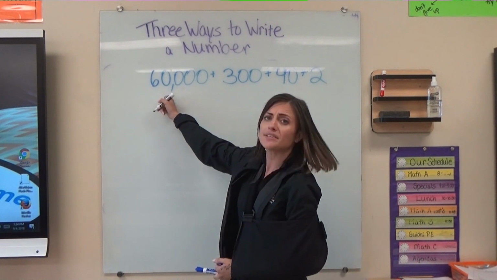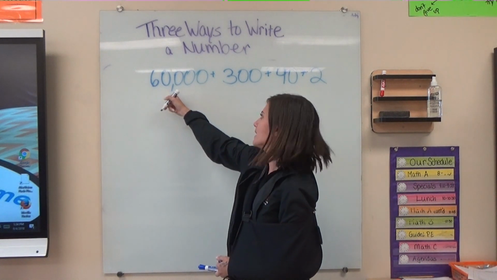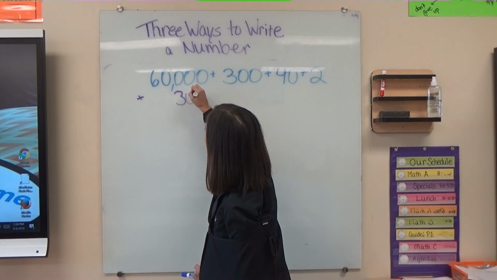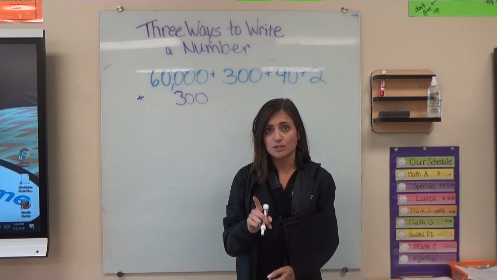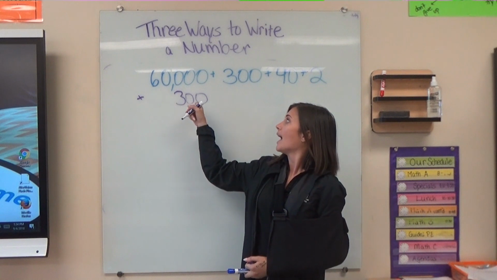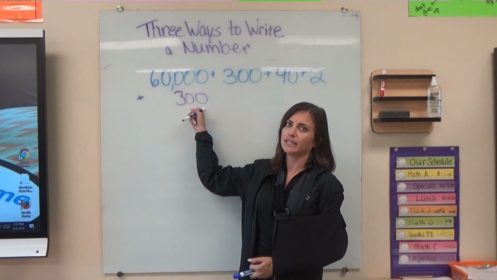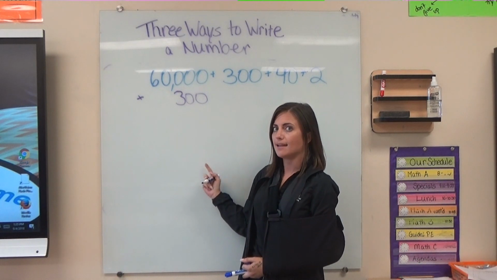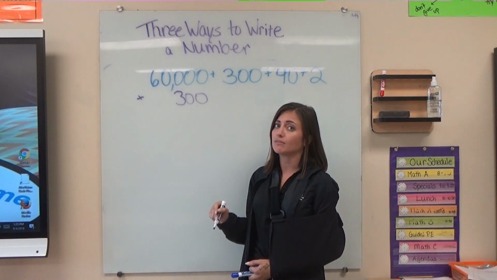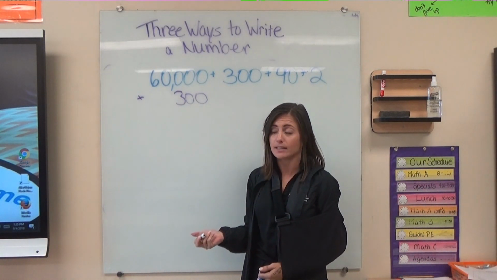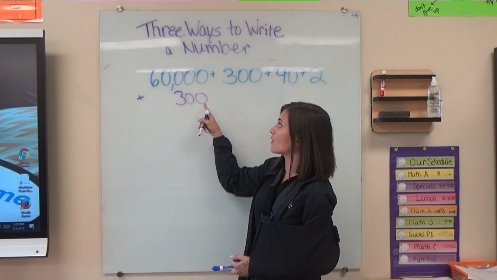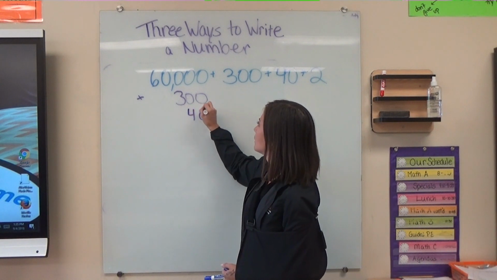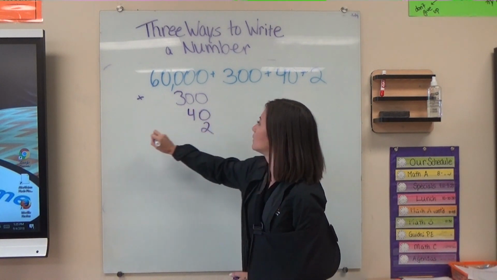So 60,000, I can leave that right there, make it easier for myself. I'm going to take my 300, add it below. Now when I'm adding them, here's our major key. Pay attention. It needs to be lined up based on place values. So my ones should all line up in a straight line. If not, it's going to throw off my answer and give me the wrong information as my final answer. So I line it up based on the ones place. So I have 300 plus 40 plus 2.